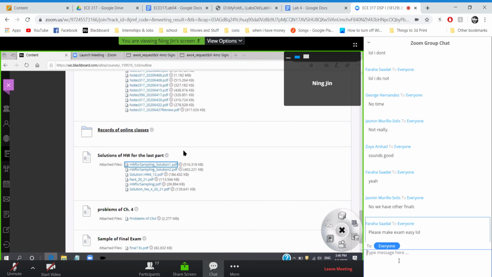Yeah, sure, it will be easy. But in case you understand how to do it, you know. For example, now for sampling, if I ask you to sketch a Fourier transform of the sampled signal, can you do it?